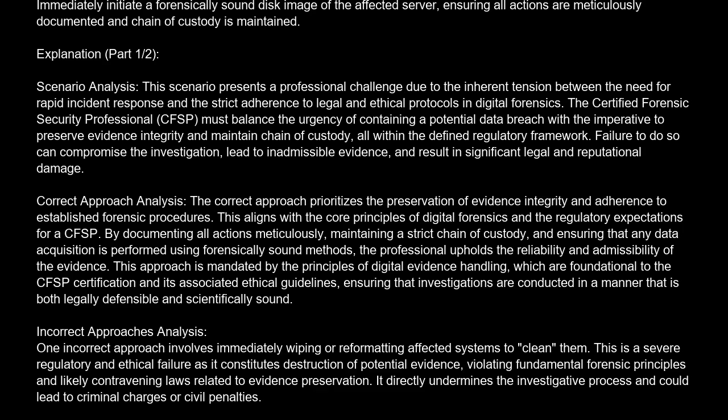Incorrect approaches analysis. One incorrect approach involves immediately wiping or reformatting affected systems to clean them. This is a severe regulatory and ethical failure as it constitutes destruction of potential evidence, violating fundamental forensic principles and likely contravening laws related to evidence preservation. It directly undermines the investigative process and could lead to criminal charges or civil penalties.